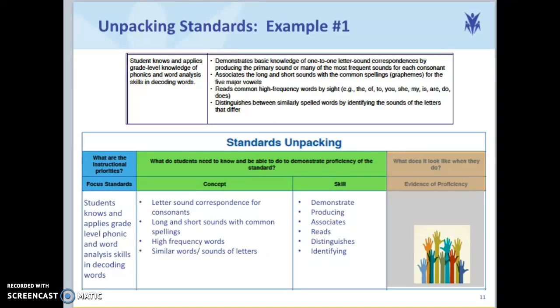So how does this help us? Well, now we know we can demonstrate long and short sounds. We can read long and short sounds. We can distinguish between high-frequency words and sounds of letters. We can identify long and short sounds. So you can see how we are really taking this apart.